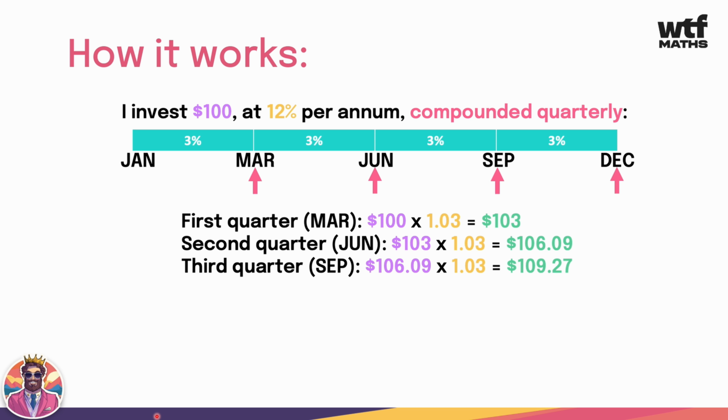And finally, at the end of the year, we will take that value, make it our principal, times it by a 3% increase, and we'll get $112.55. So the bank has been able to get an extra 55 cents given to us, which is really nice. So the more frequently you compound, the more money you get.